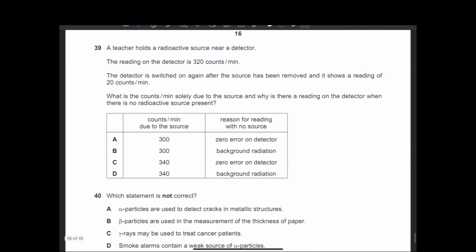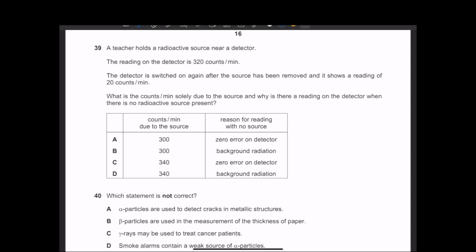Question 39, a teacher holds a radioactive source near a detector. The reading of the detector is 320 counts per minute. The detector is switched on again after the source has been removed, and it shows a reading of 20 counts per minute. What's the count per minute solely due to the source, and why is there a reading on the detector when there is no radioactive source present?